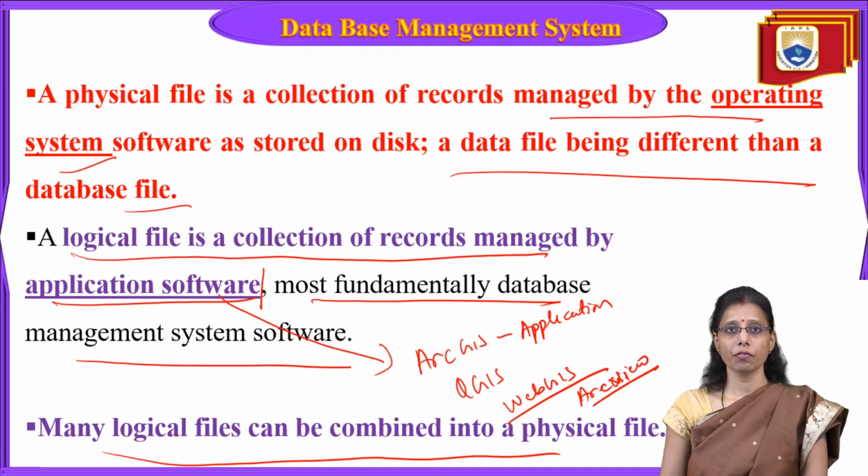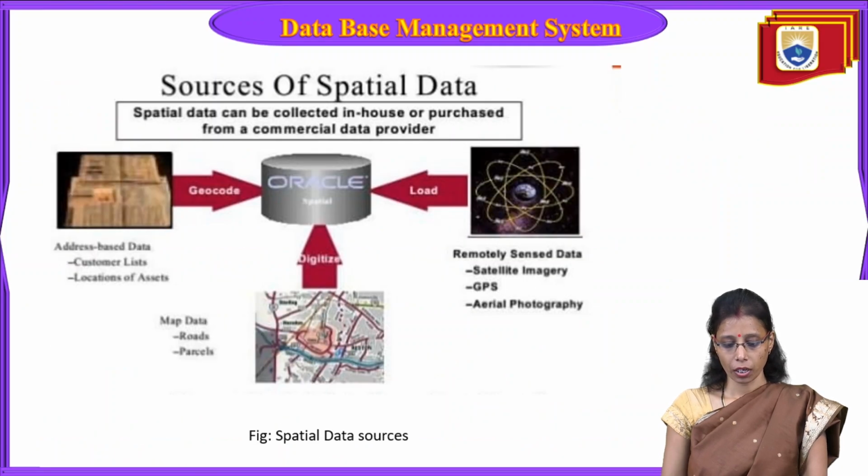So what types of files do we have here? We have a physical file and a logical file. The physical file is managed by the operating system, like Windows, whereas the logical file is managed by the application software, the software installed in the GIS setup. Now, what are the different sources we see in GIS for spatial data?